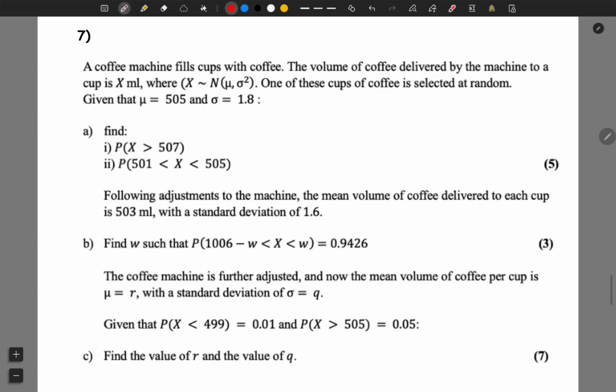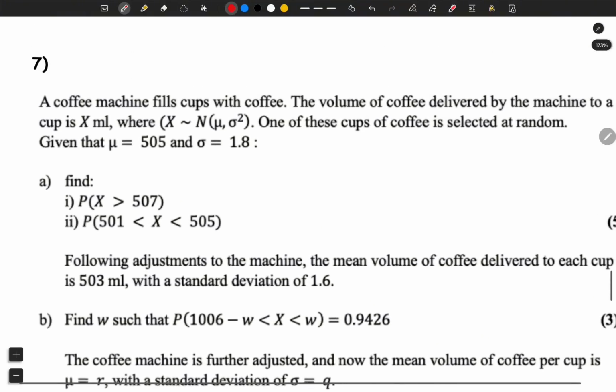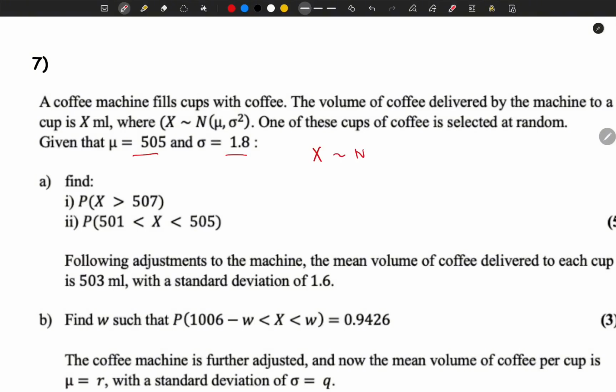Now moving on to the last question of the paper. A coffee machine fills cups with coffee. The volume of coffee delivered by the machine to a cup is x milliliters, where x is normally distributed with a given mean and variance. So they have given us the value of the mean and the standard deviation. So we can say that x is normally distributed across 505 and 1.8 squared.